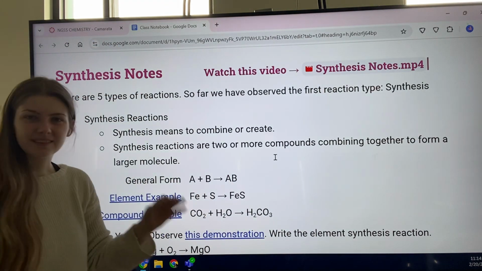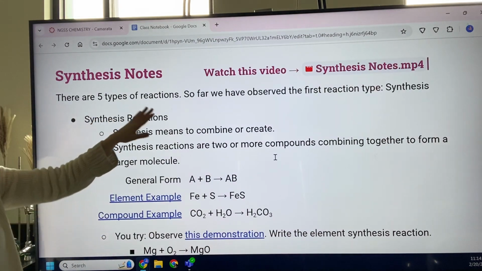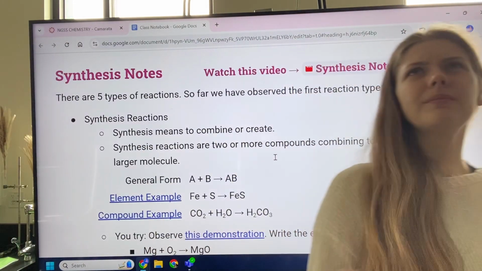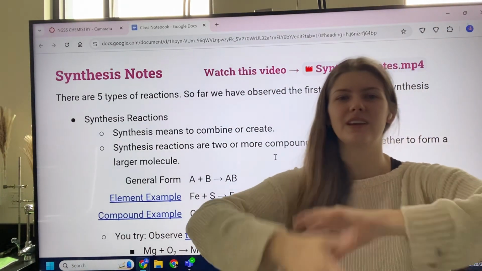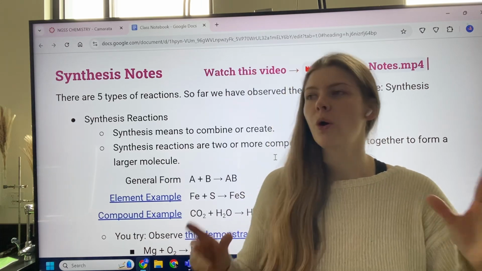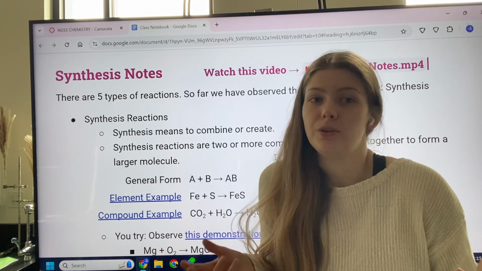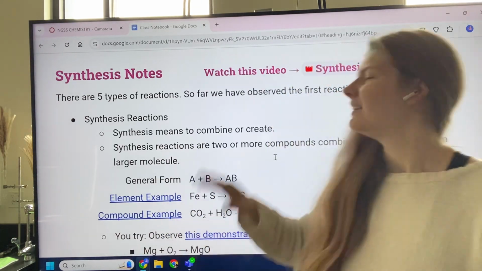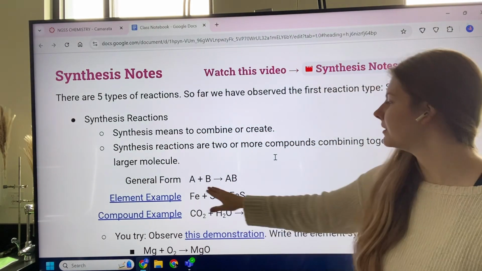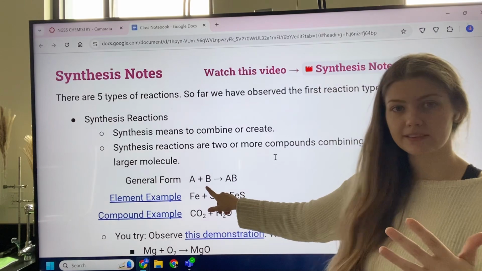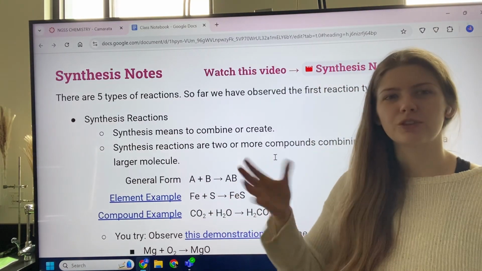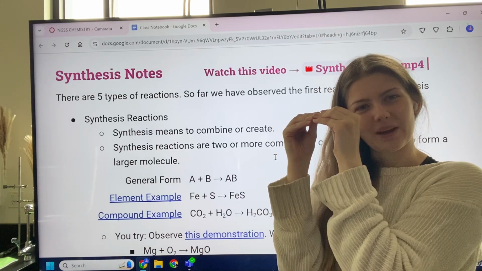First of all, synthesis. What does that word actually mean? Synthesis means to combine or create. If I synthesize something, that means I created it. I might synthesize an argument, or a new chemical that solves acne. So the reactions we're talking about involve combining or adding stuff together to create something larger or bigger.